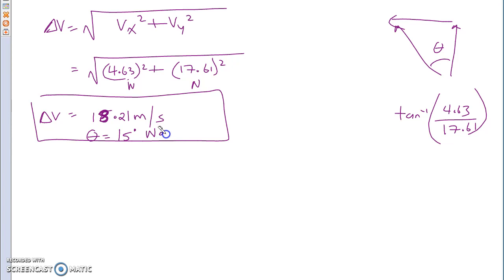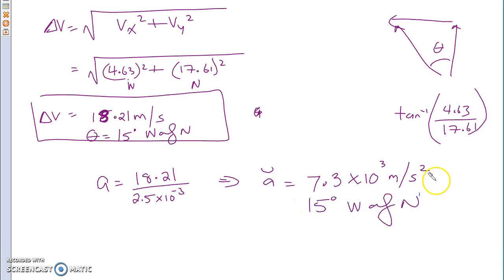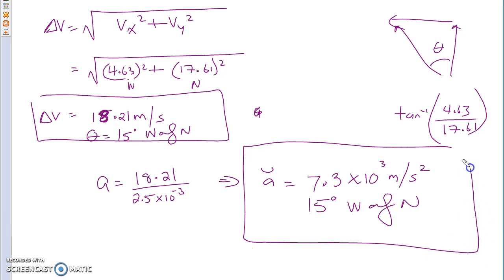degrees west of north. Of course, we're not done. We're going to do acceleration. So acceleration is 18.21 divided by 2.5 milliseconds, so 2.5 times 10 to the negative 3. And what is your acceleration? 7.3 times 10 to the power of 3 meters per second squared, 15 degrees west of north. There is how you would do it.